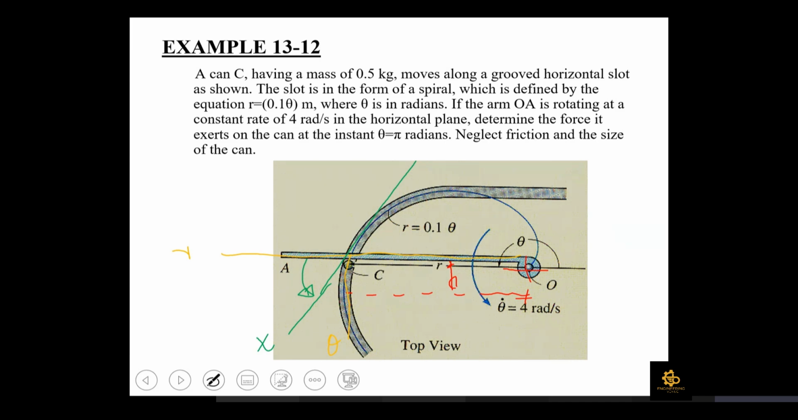So in order to find that angle psi, we are going to apply the formula which we have discussed before, tan inverse r over dr by d theta. So in this case we have tan inverse, what is r? It is 0.1 theta. What is dr by d theta? 0.1.